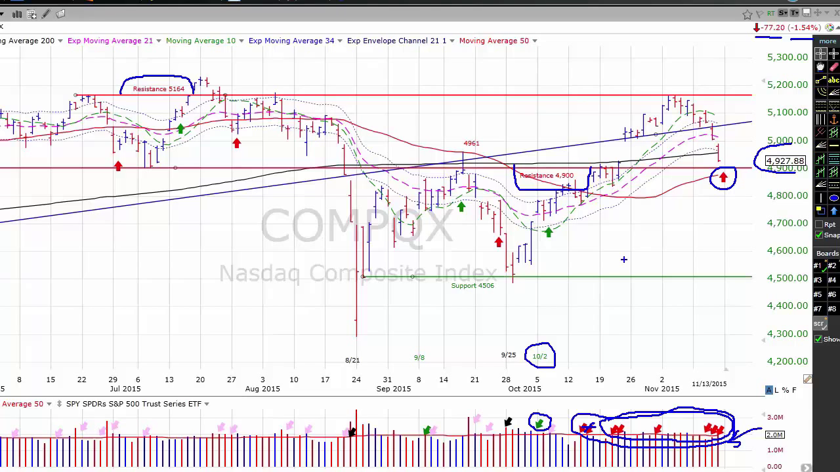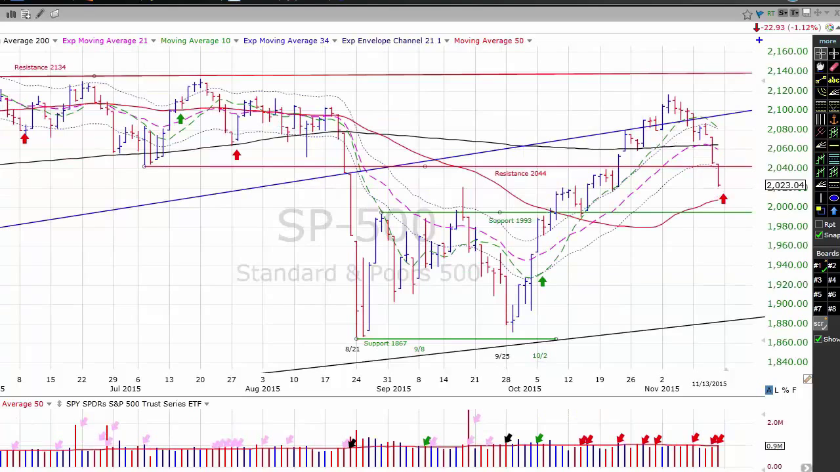Let's see what the S&P 500 is up to. The S&P on Friday was down 22.93 points, or 1.12%. We closed at 2023. Trading volume was higher than the prior day, giving us another distribution day. The S&P, according to IBD, is in an uptrend under pressure. According to my calculations, we are in a market in correction.